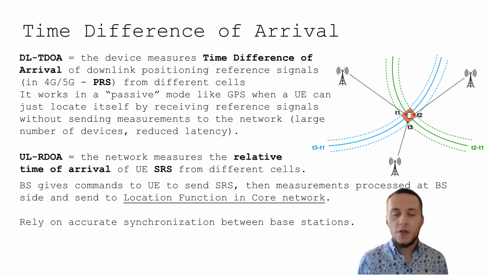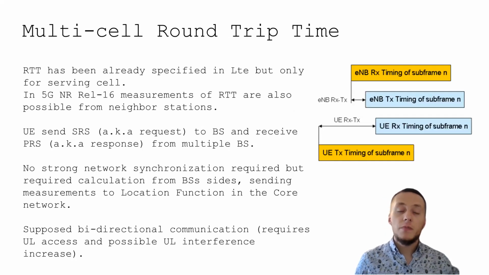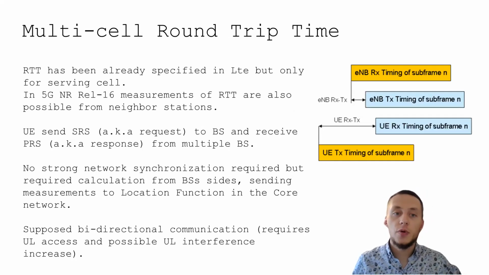All of those methods rely on very good synchronization between base stations, and at the same time this is a disadvantage of that method. Measuring round-trip time is also possible. In 4G, it was possible to measure round-trip time only from one cell, from the serving cell. In 5G, in release 16, it became possible to measure that metric from neighbor stations, from neighbor cells.